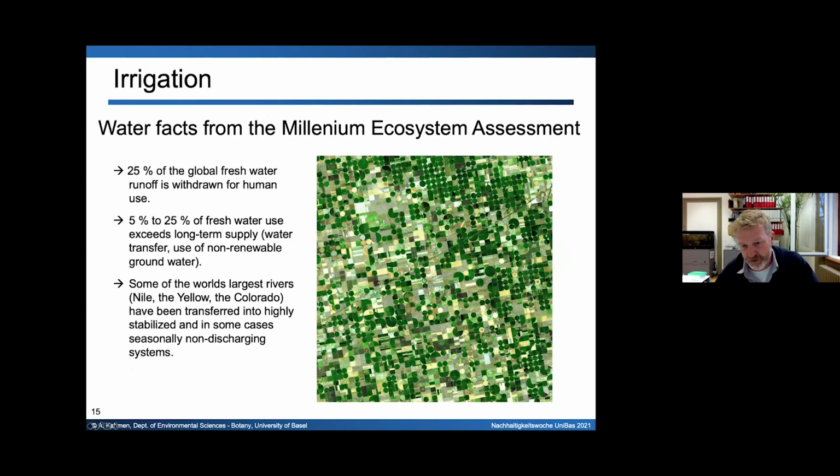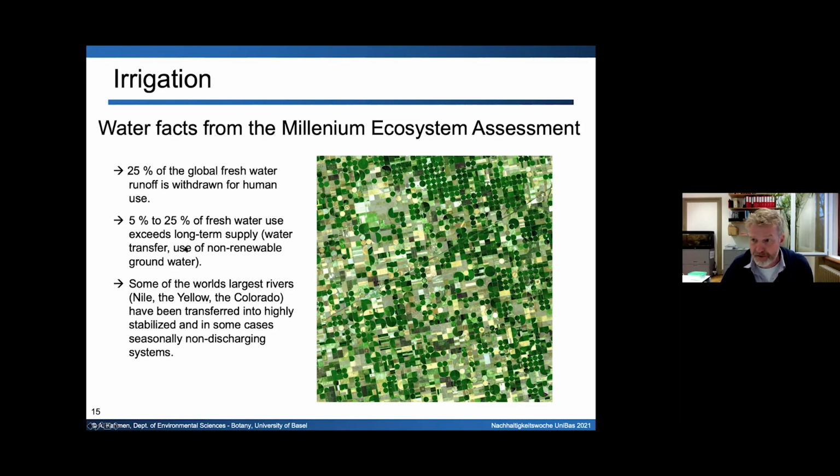You can see these circles here. These are irrigation pipes that circle across the field, so they are probably a couple hundred meters in diameter. And you can see everything inside the circle is green and everything outside these circles is barren because there is not enough water for crop production. And if you look at the total numbers, about 25%, so a quarter of all freshwater runoff, mainly in rivers, is today withdrawn for human use. And most of that goes into systems like that.